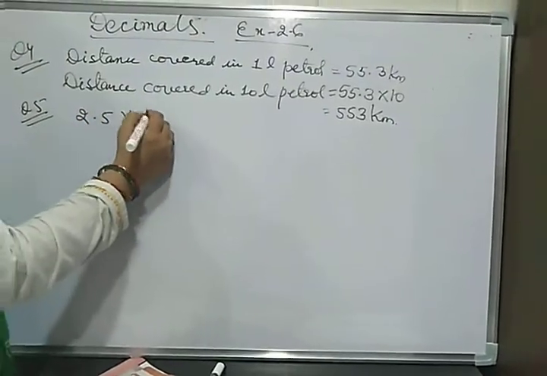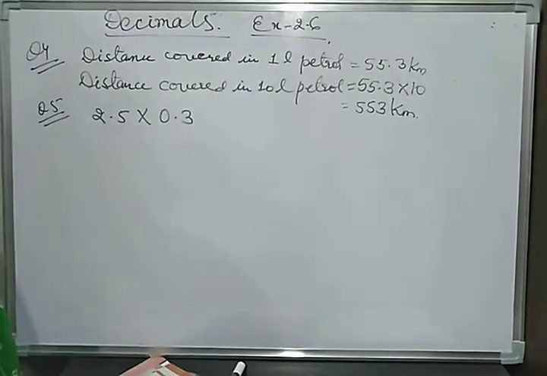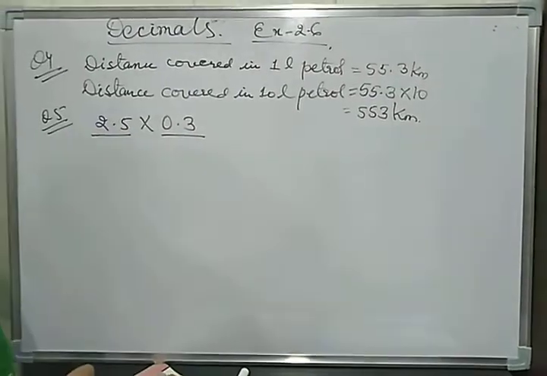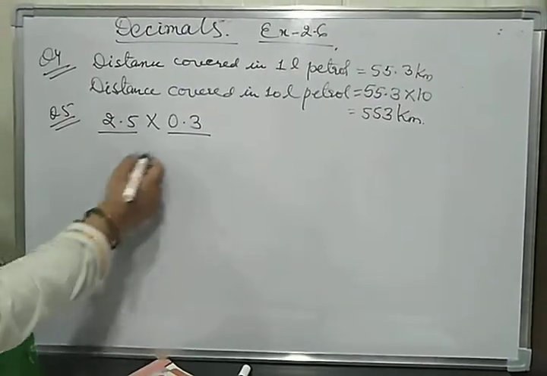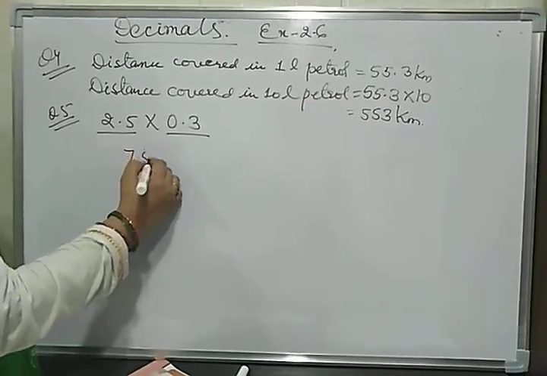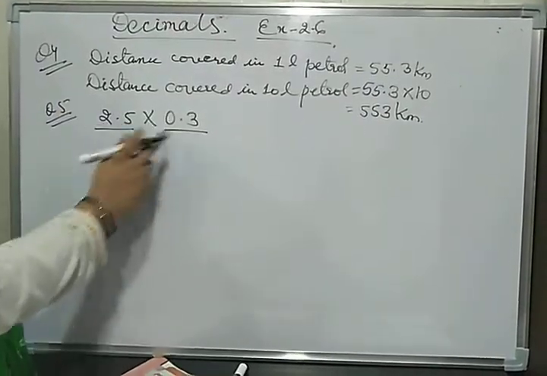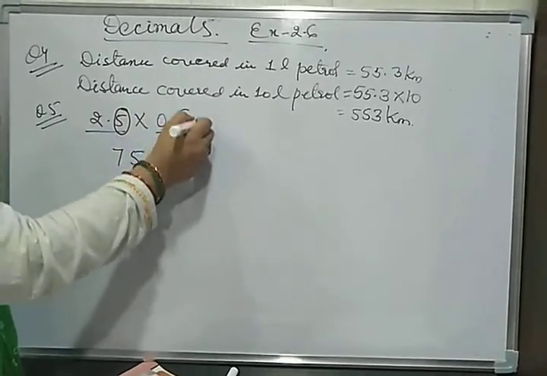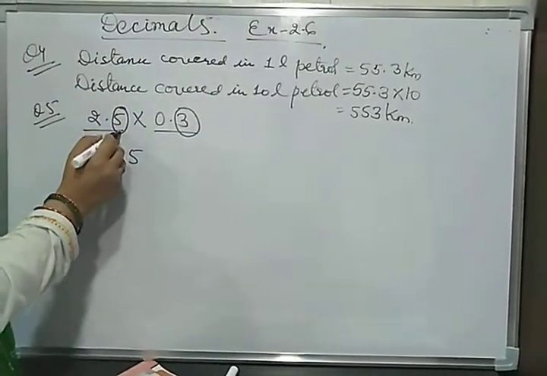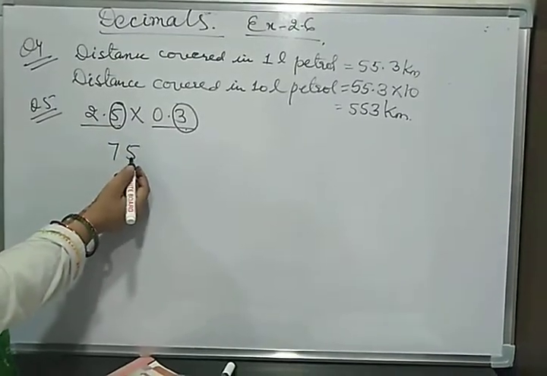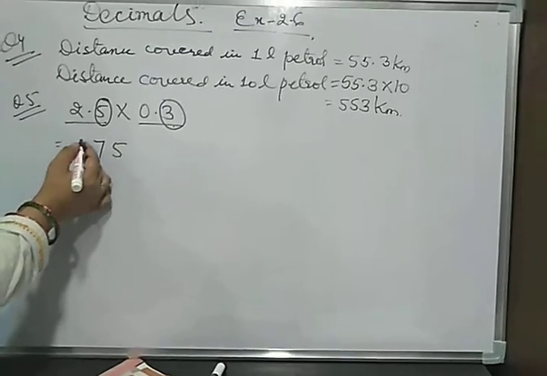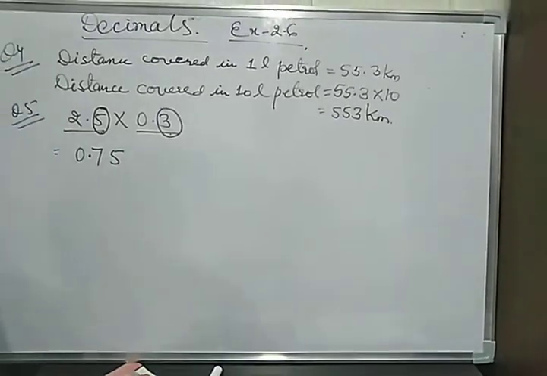Now see the fifth question of this exercise: 2.5 multiplied by 0.3. Both the numbers are decimal numbers. So for multiplying these two numbers, we will multiply as usual. 25 3s are 75. Now we will count the number of digits after decimal in both the numbers. 1, 2. 2 digits are there after decimal. So in the answer, before 2 digits, we have to place the decimal here.